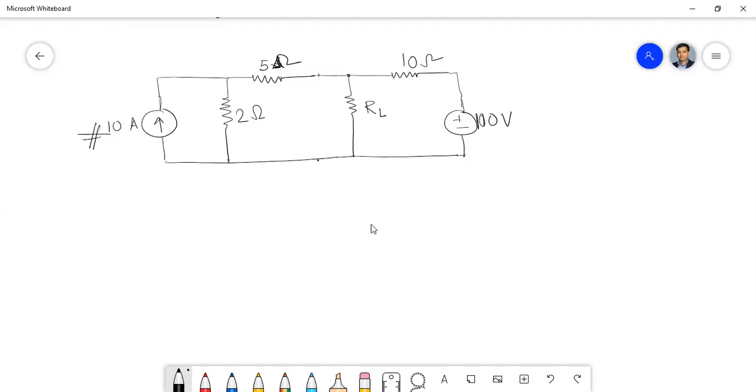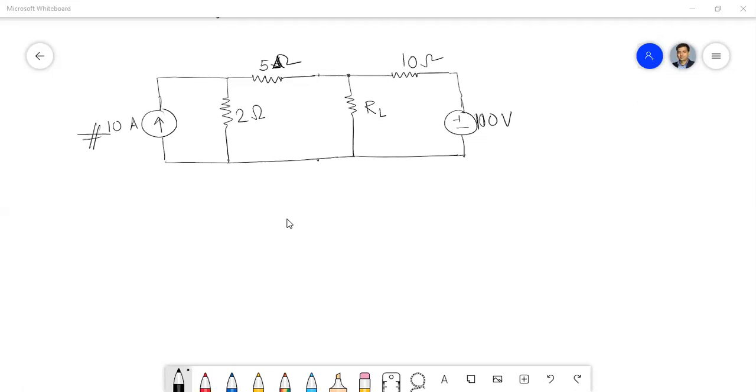Sir, we can change the current source to a voltage source, and find out how much current is flowing through RL.